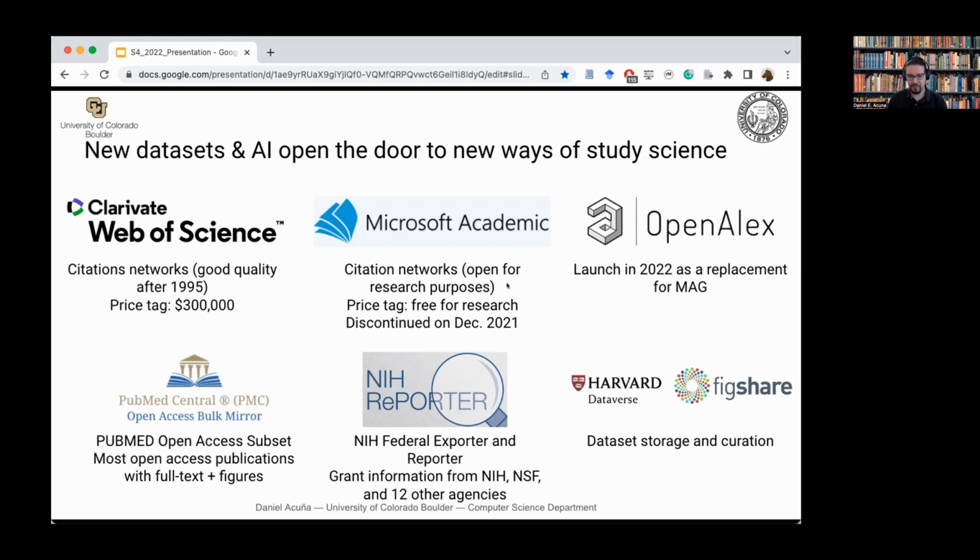Microsoft Academic Graph, OpenAlex, PubMed Central, which has data sets of open access publications. So you have full text, images, everything. You have access to grants, the grant information from, at least in the US, around 12 agencies.